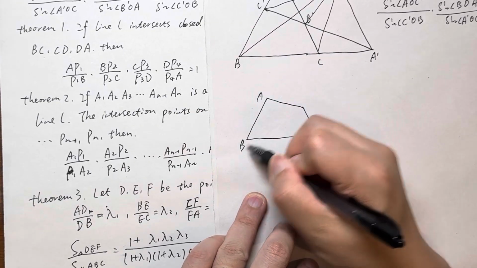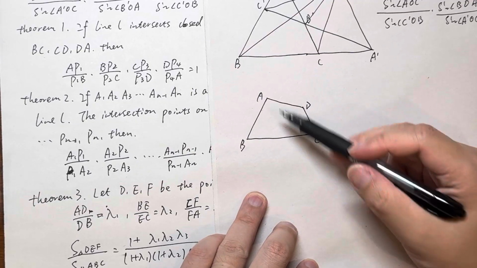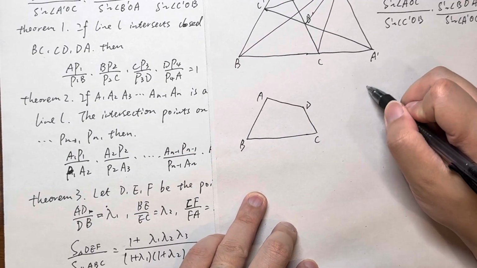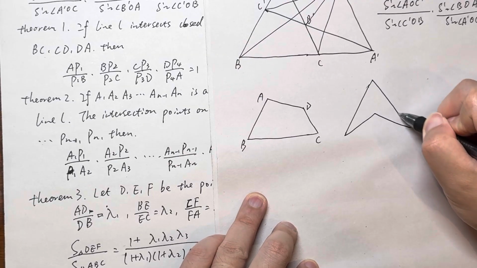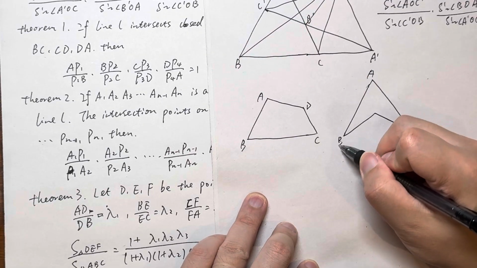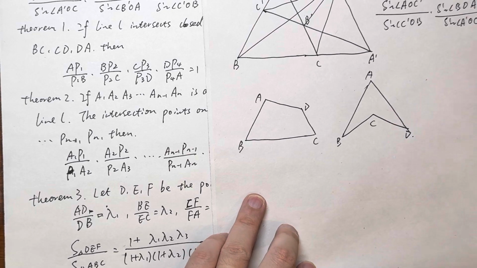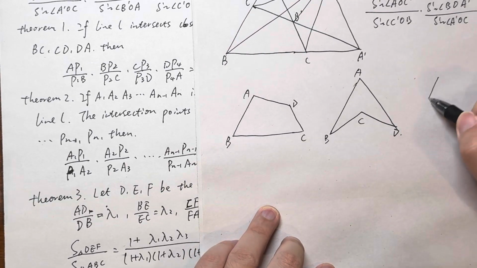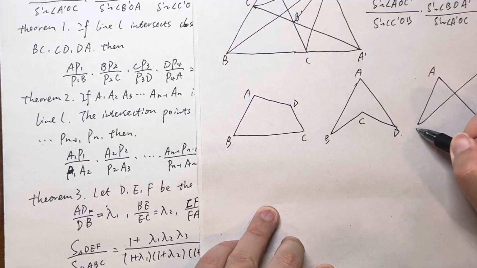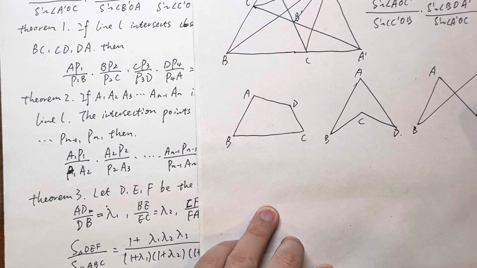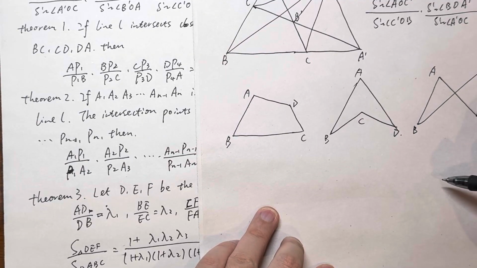Right, A, B, C, D. That's the first way, and then A, B, C, D. That's the second way, right? And then A, B, C, D. That's the third way. Okay?